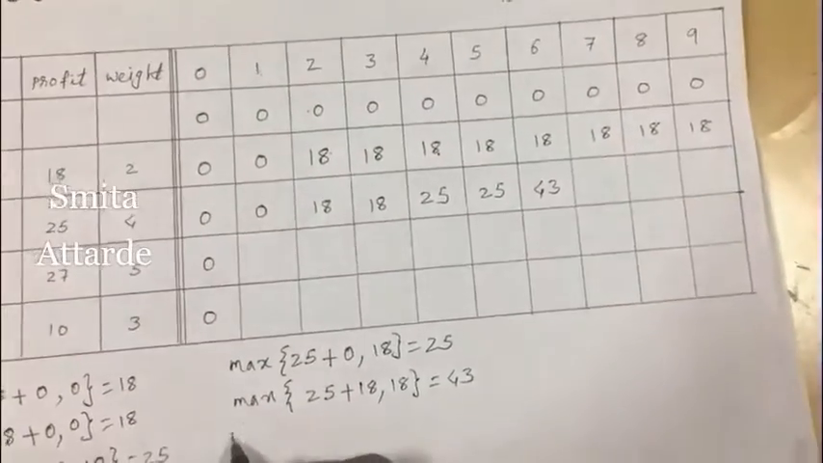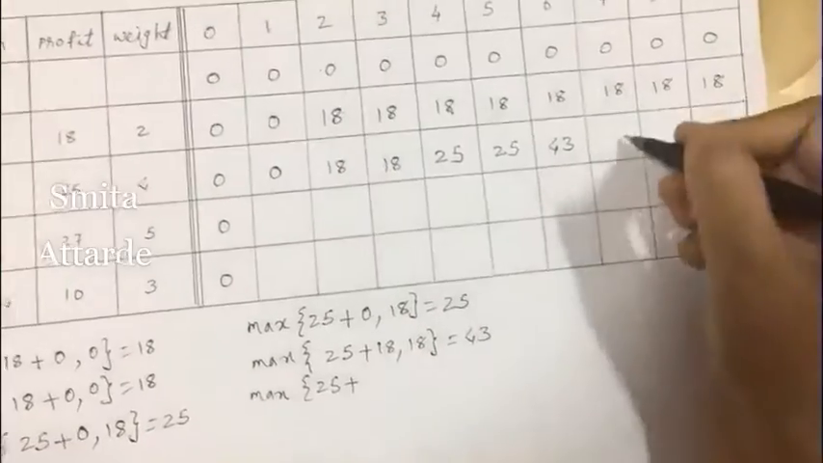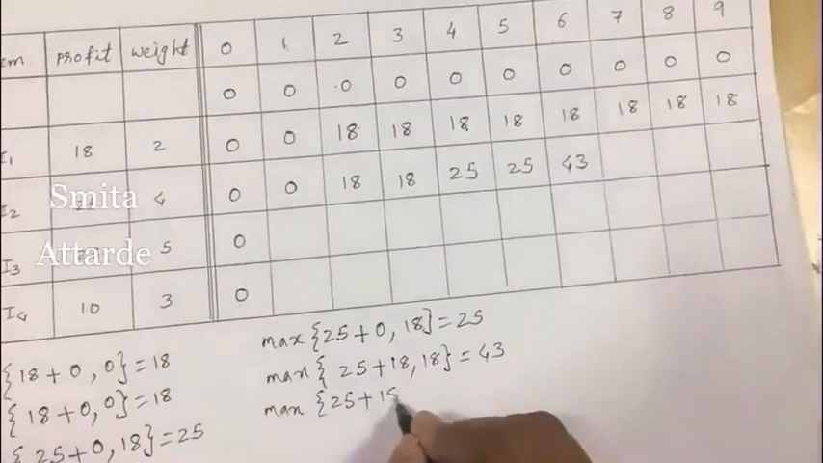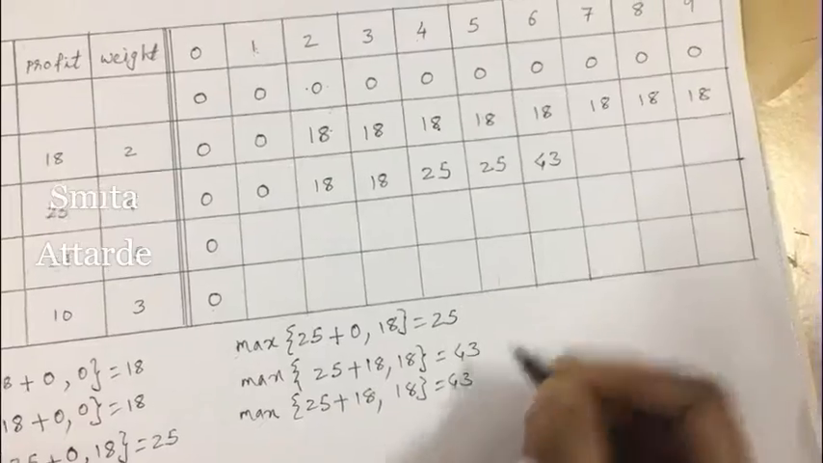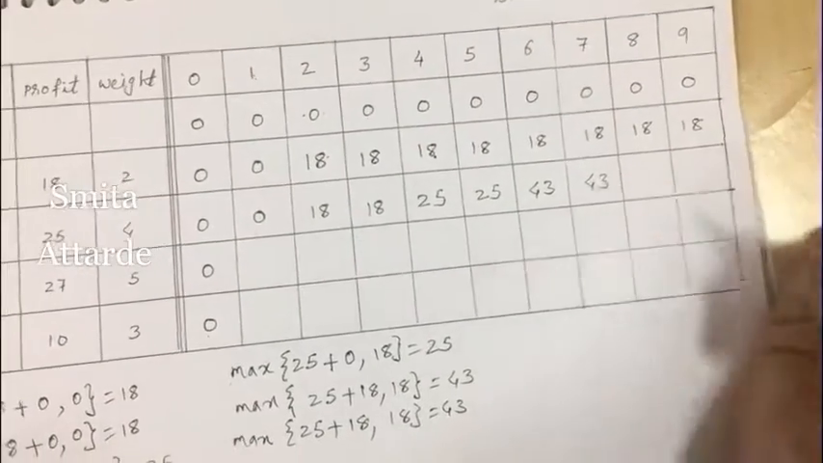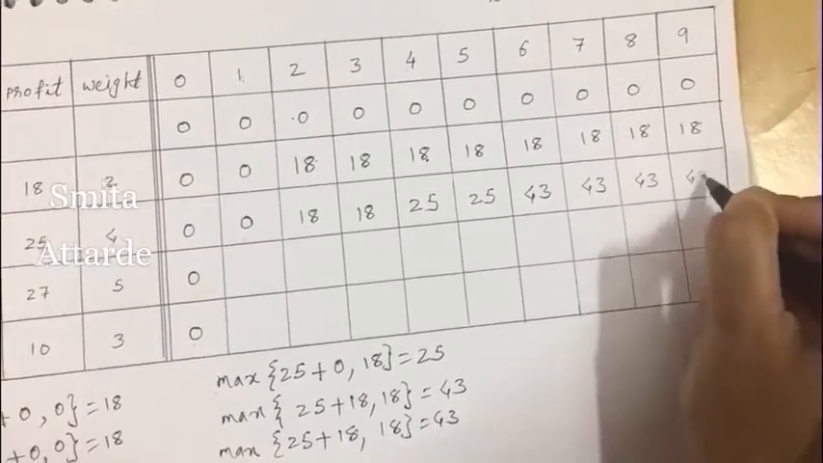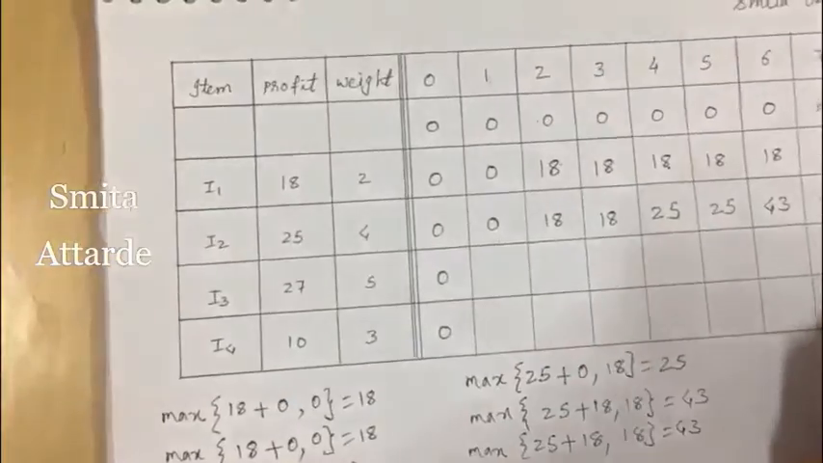Next value, again I'll use the formula: maximum of 25 plus one row above and 4 steps behind. 2, 3, 4. So 18. And the above value is 18. So again I'm getting here 43. Similarly, you'll get here 43, here also 43, since all these values are 18. So we have considered the second item also.